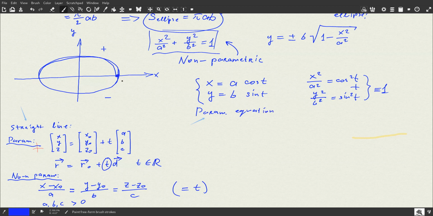Obviously, this point corresponds to t equals to what? 0. This point is pi over 2, and therefore this is, sorry, this is pi. This is 3 pi over 2, or minus pi over 2, and so on.